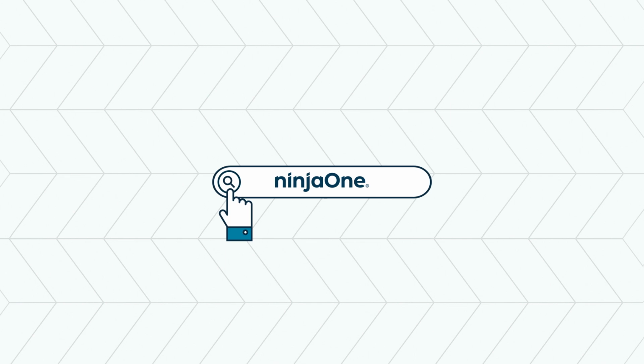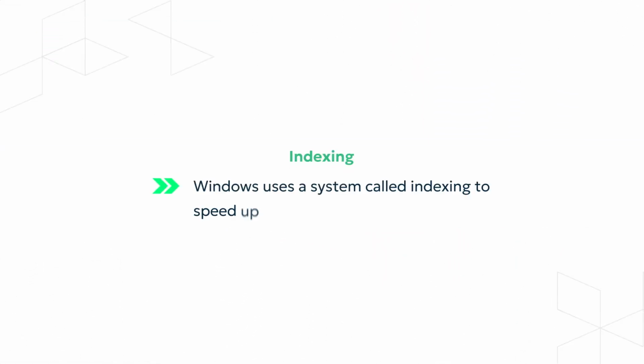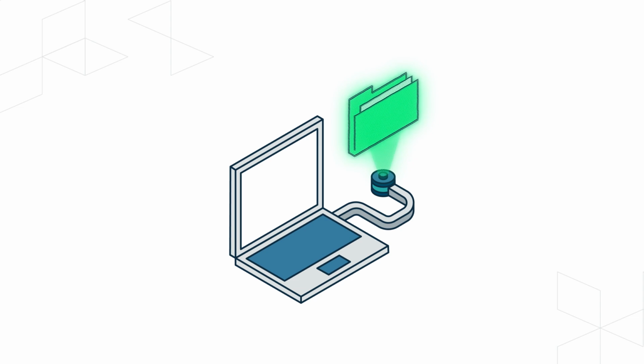What is indexing? Windows uses a system called indexing to speed up search results. Think of it like a library catalog. Instead of scanning every book, your PC checks a prepared list of file names, metadata, and properties. That catalog, which is the index, is stored on your system drive by default. But that's not always ideal.